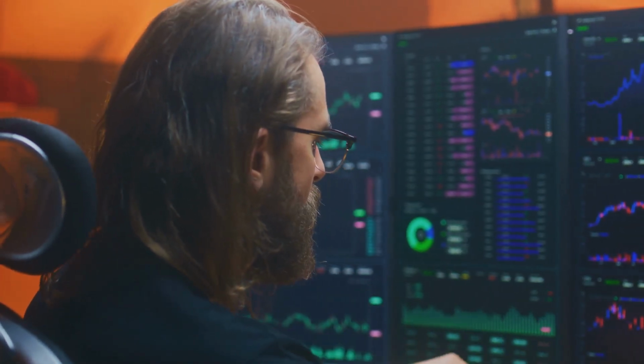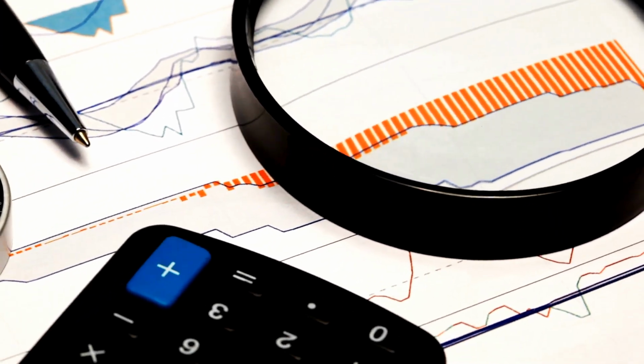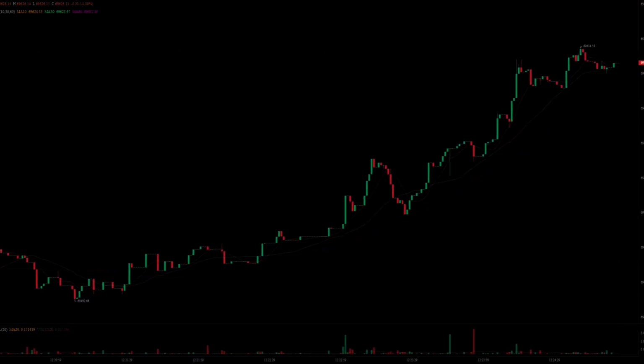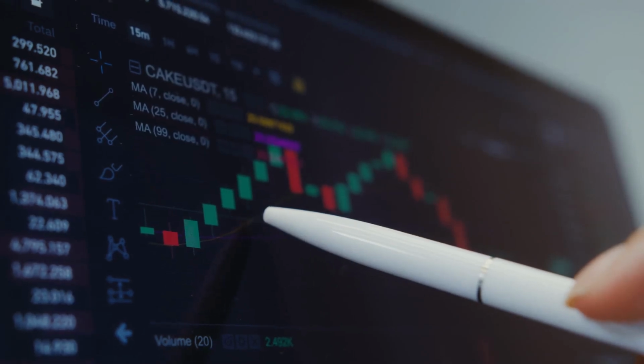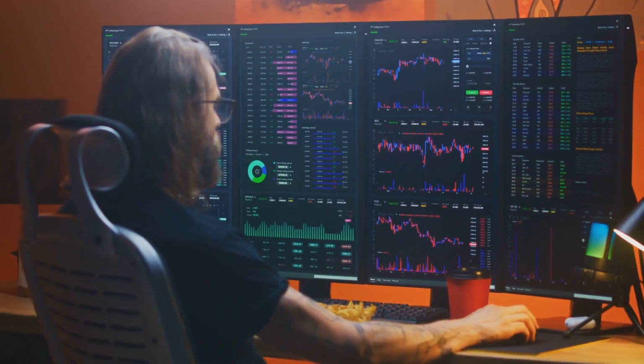Navigating the financial markets can feel complex. Chart indicators are like a compass and a map for traders. They help you understand the market's direction. They can show you potential opportunities and highlight possible risks. Learning to use these tools is a key skill.